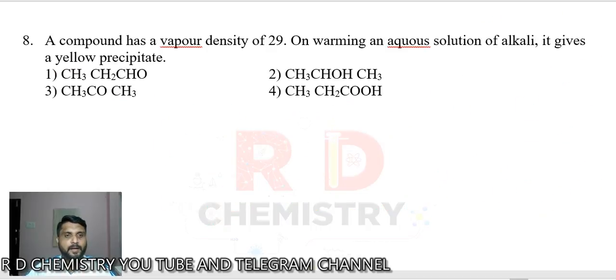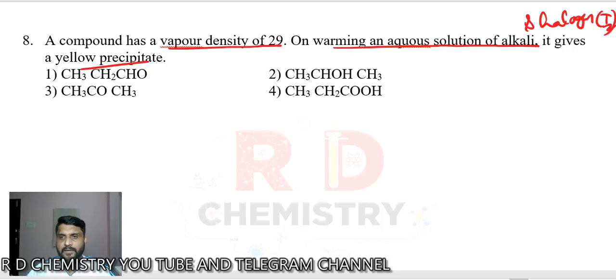Question number 8. The compound has the vapor density 29. On warming with an aqueous solution of alkali and halogen, let it be I2, it gives a yellow precipitate. Remember, when you bring alkali and halogen together, the iodoform reaction happens and CHI3 is formed. Remember, this is the iodoform and this is yellow in color. Iodoforms are yellow in color.